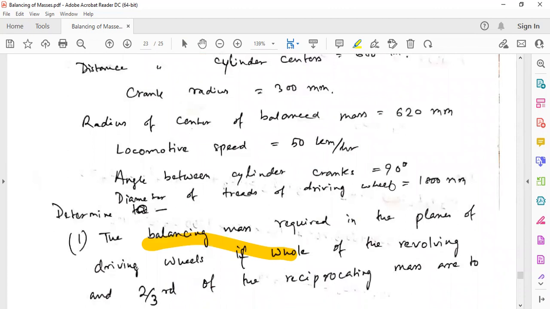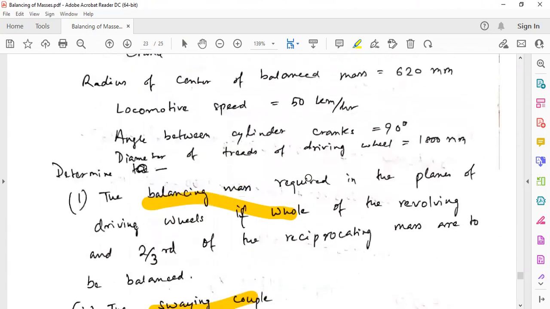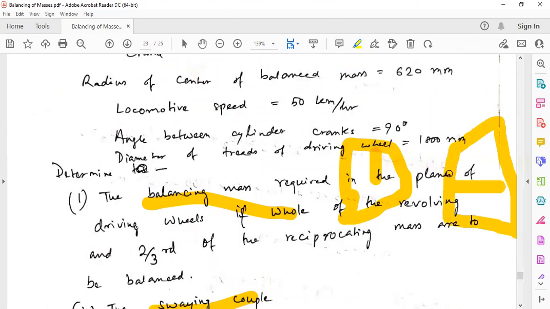Angle between cylinder cranks is 90 degrees. So if one crank is horizontal, the next one will be vertical. If this one is vertical, this will be horizontal, because of the engine crank angle difference between them. Suppose this crank is going to TDC, the next one will be at the middle point, not BDC, here.